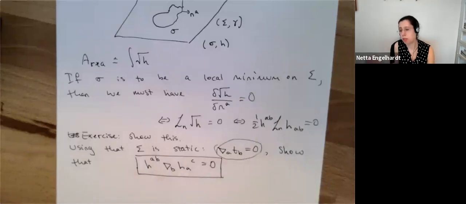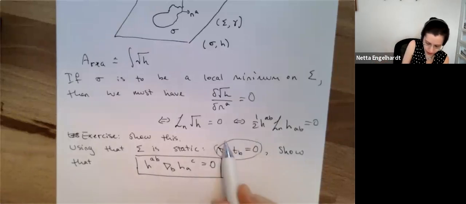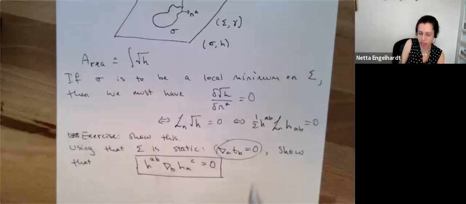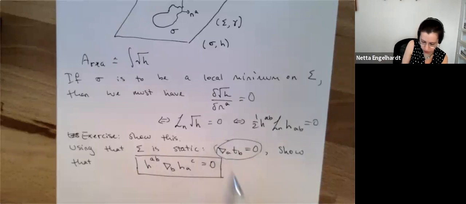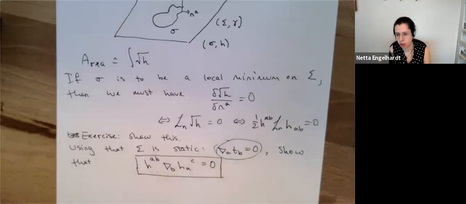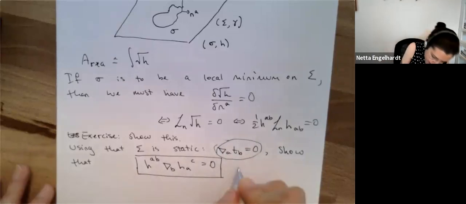But it turns out you don't actually need sigma to be static. You just need sigma to satisfy this. You don't need space-time to be static. You need to have a Cauchy surface that satisfies this. So this is called a sort of moment of time symmetry.